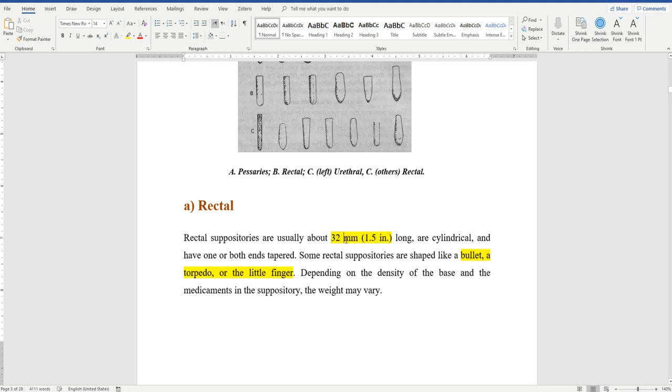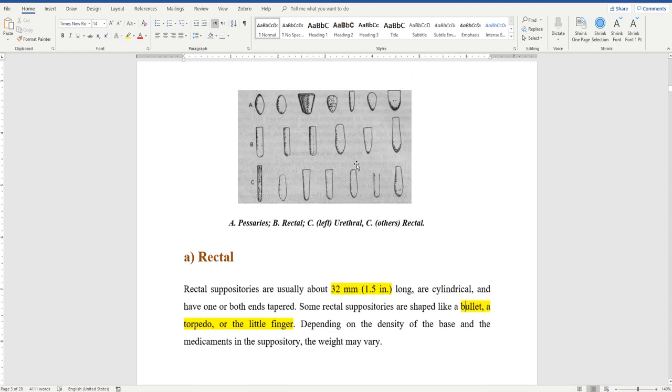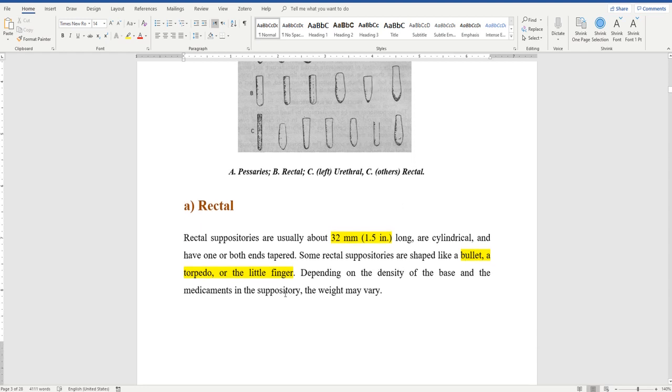Anyway, the shape is like a bullet. Bullet, which is what? Rasasa. How the bullet looks like, or the torpedo. It is something like this. This is like a torpedo, or like a bullet, like this one. Or like a little finger. If you look at your small finger, it looks like the last part of your finger.